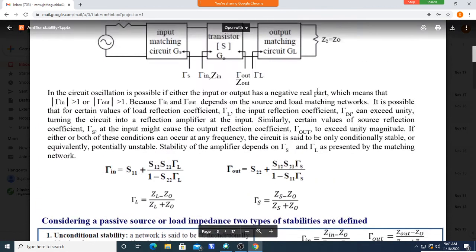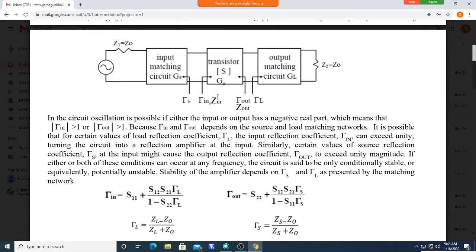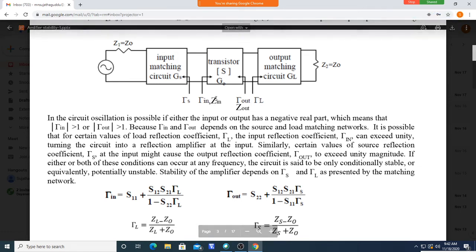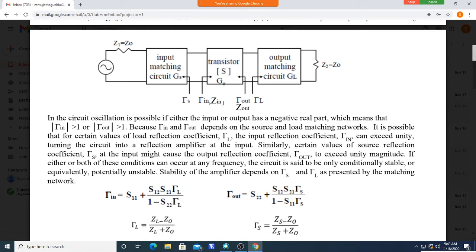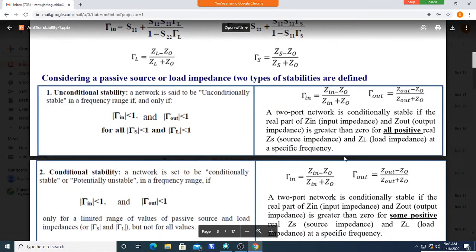Zin, the input impedance looking in this direction, depends on the value of ZL. For some values of ZL, if the real part of this Zin is less than 0, that means the amplifier starts oscillating. The real part means the R value; R should not be less than 0, that is negative. If it becomes negative, tau in becomes greater than 1 and it starts oscillating. That is the meaning of what I said.